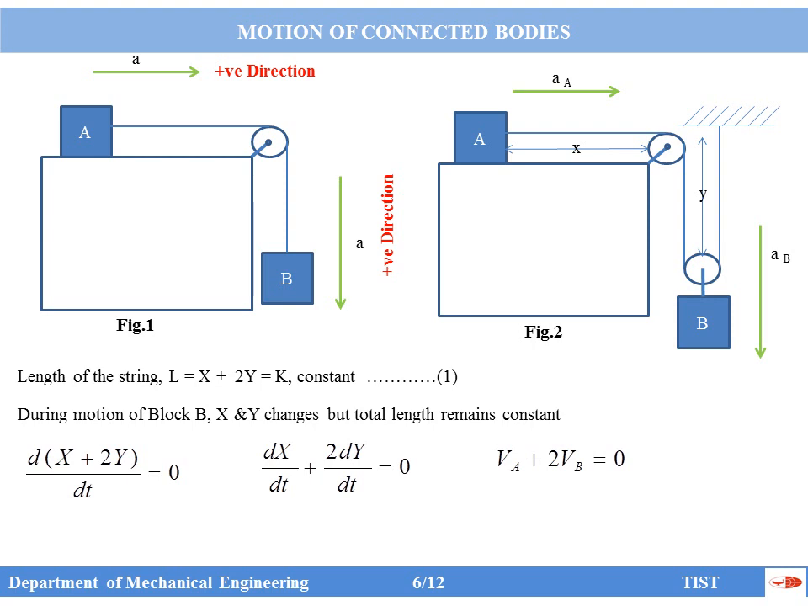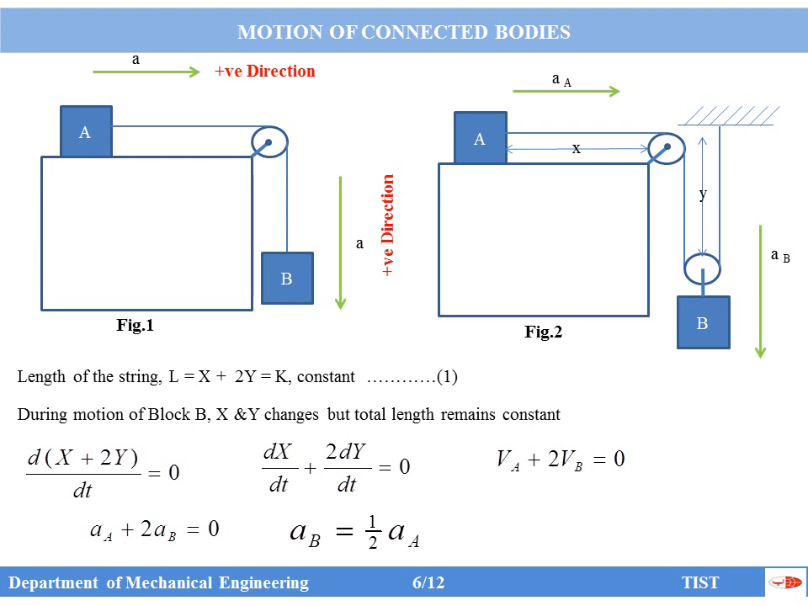It is not the same as in the case of figure 1. In figure 1, velocity of A and velocity of B are same. Acceleration of block A and acceleration of block B are same. But in figure 2, the velocity of A is 2 times the velocity of B. It is because of the arrangement of that pulley. Okay. Now, if you differentiate the equation again, we will get d by dt of VA, which is acceleration of block A. So acceleration of block A plus 2 times acceleration of block B equal to 0.